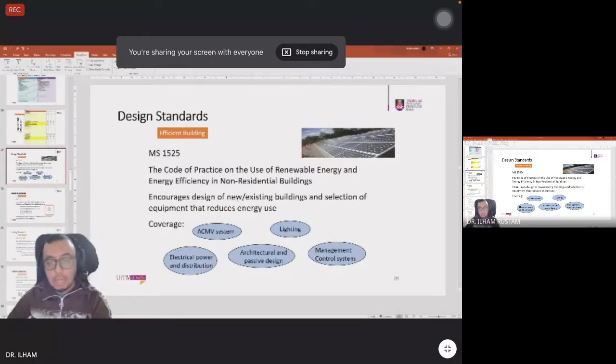So it covers the air condition and air condition, mechanical, and V is ventilation if I'm not mistaken. So all the cooling system semua dalam ni. Lighting, management control, architectural and passive design. Passive design ni yang saya cakap tadi, yang bangunan green technology tadi tu.